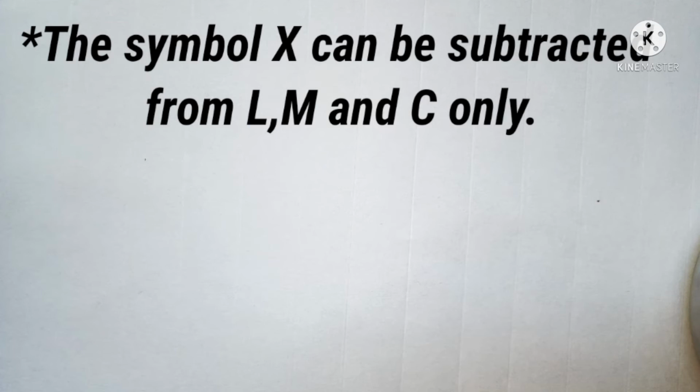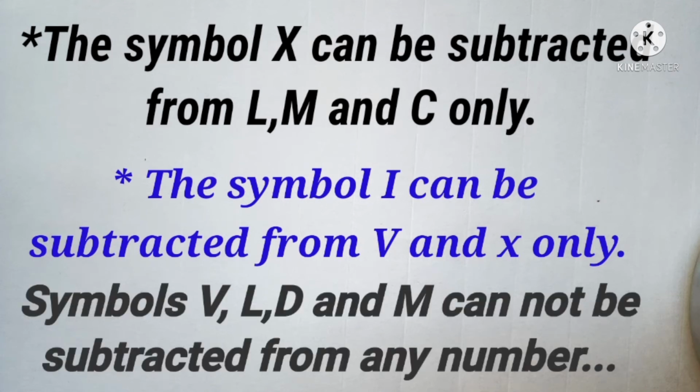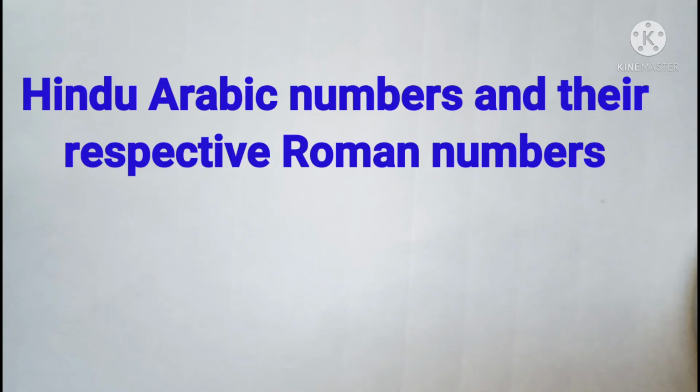Some other rules are: the symbol X can be subtracted from L, M, and C only. The symbol I can be subtracted from V and X only. The symbols V, L, D, and M cannot be subtracted from any other number. By using all these rules, let us convert Hindu-Arabic numbers to their respective Roman numbers.